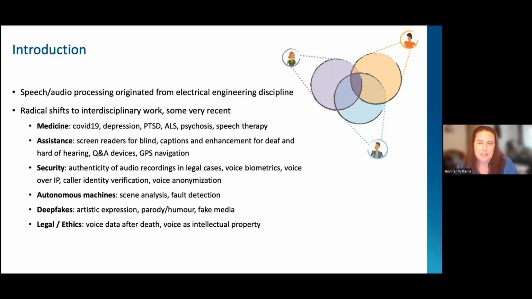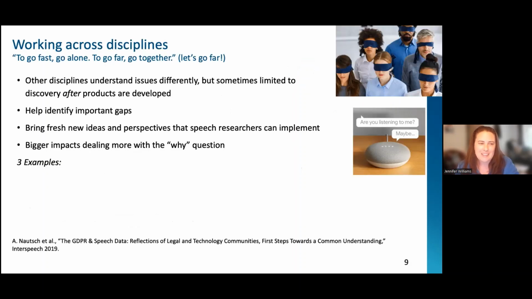So speaking of working across disciplines, there's this famous saying, to go fast, go alone, but to go far, go together. And I'd like to say, let's go far. So other disciplines understand issues differently compared to those working in computer science and AI. But sometimes those understandings are limited to discovering vulnerabilities of products after they're developed.